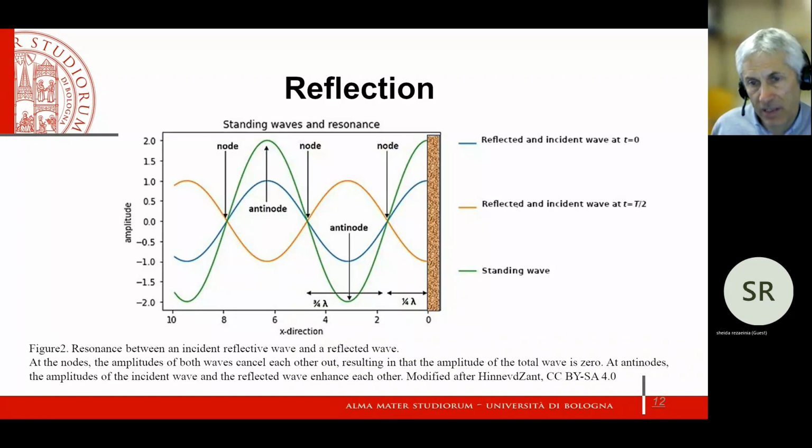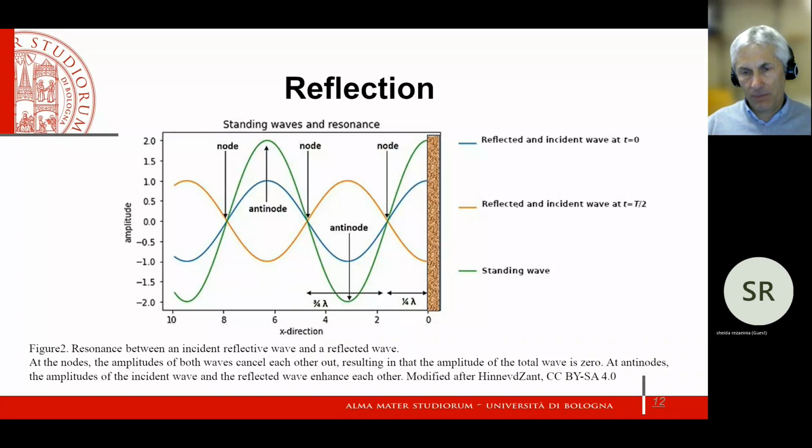Before I show the animation, what is the yellow wave? It's another drawing of the reflected and incident wave at a different time. If we go to the time which corresponds to half of the period, the blue wave assumes the position of the yellow one. And therefore you get a crest where I had previously a trough, and the opposite, a trough where I had previously a crest.